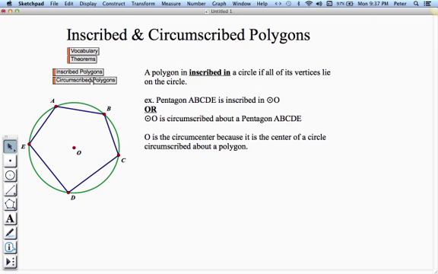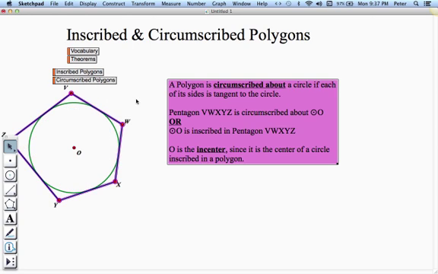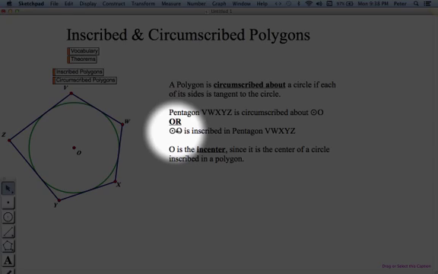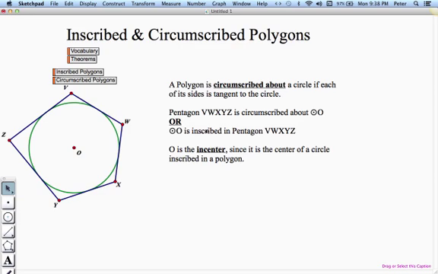All right, let's take a look then at circumscribed polygons. And in this situation, a polygon is circumscribed if all of its sides are tangent to the circle. So VW is tangent to the circle, WX is tangent to the circle. We would say that this pentagon is circumscribed about circle O, or we would say that circle O is inscribed in the pentagon. So whichever one is inside is inscribed, and whatever figure, be it a circle or a polygon, is around the outside, that is circumscribed.